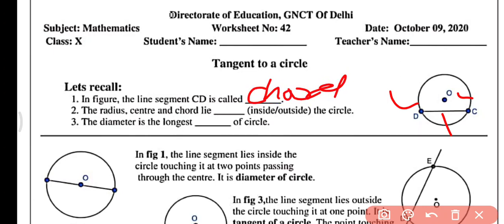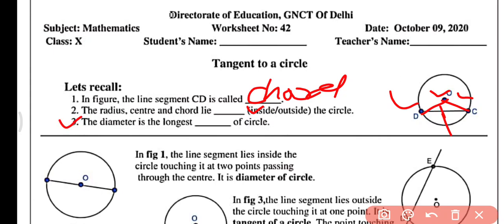What will this be called? It will be called a chord. So now the radius, center and chord lie dash inside outside the circle, and we all know that the radius, center and chord lie inside the circle. You can see from the figure, O is the center, OC and OD are the radii, and CD is the chord. So O lies inside the circle.